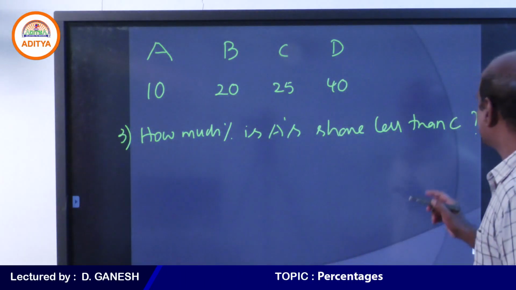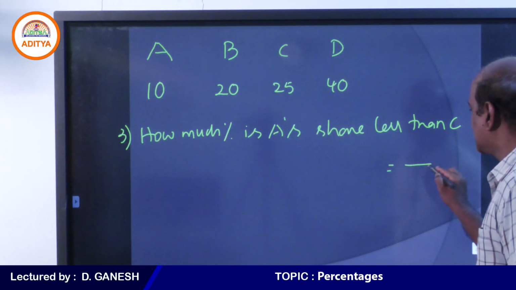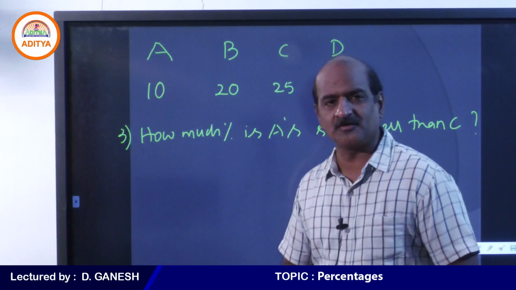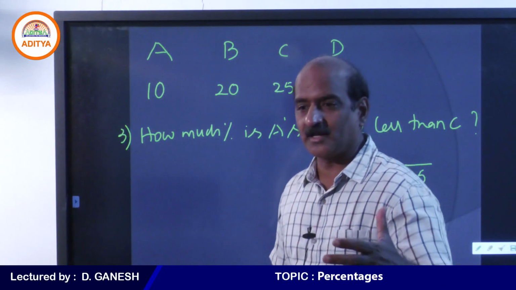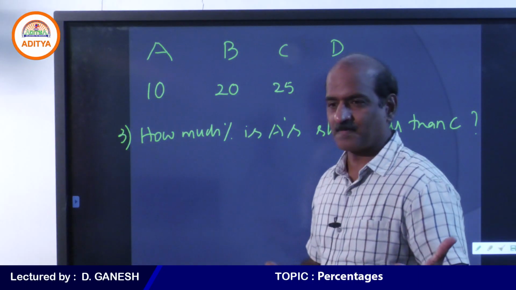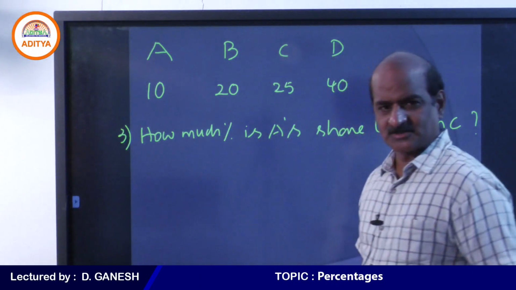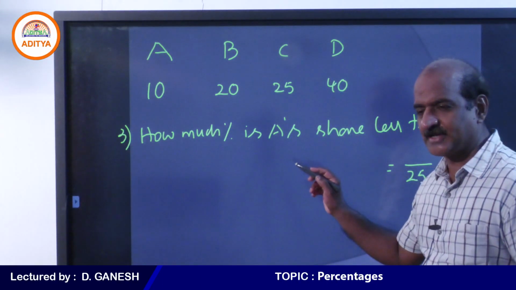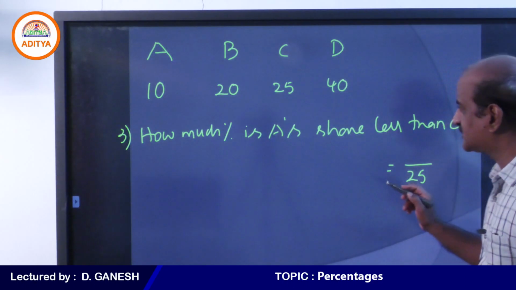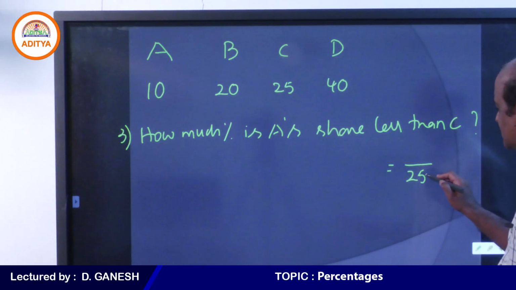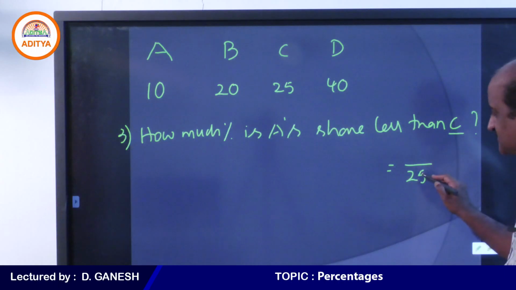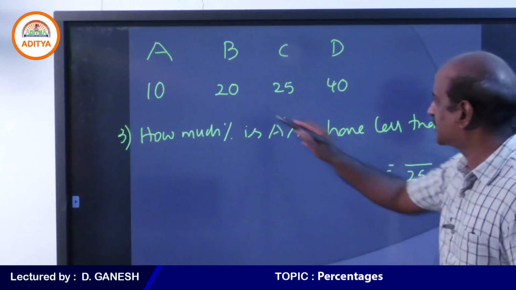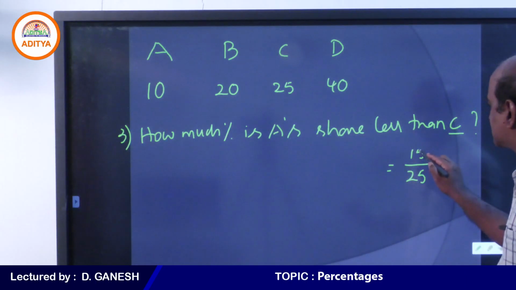So yes, we see that C's share is 25 rupees. A is earning only 10 rupees. Yes, students, now just listen to me. So how much is A's share less when we compare with C? When we compare with C, we need to compare the value of C. Therefore, C should be taken in the denominator. And A's share, how much less? 15 rupees less.